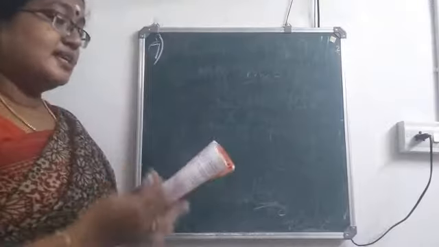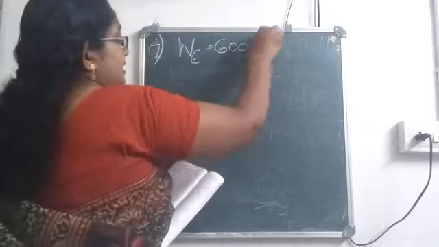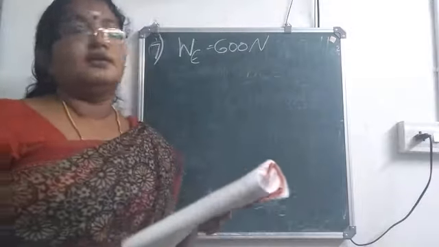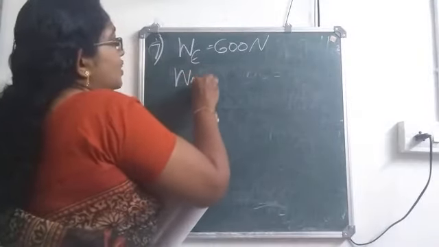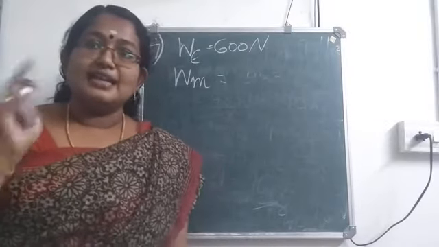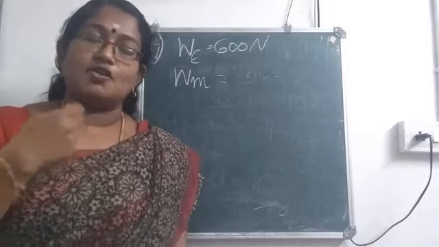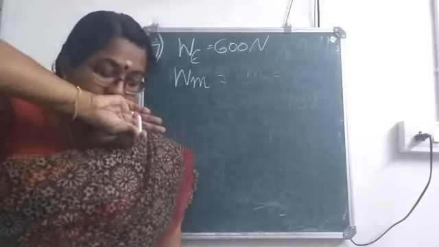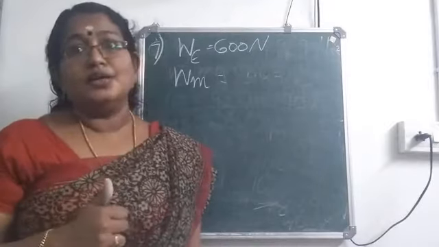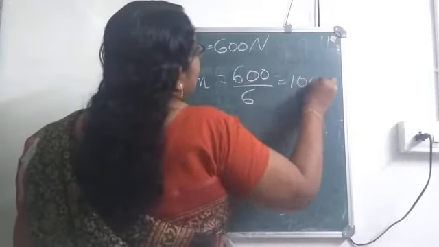A man weighs 600 Newton on Earth. So, weight on Earth is 600 Newton. What would be his approximate weight on Moon? So, what will be the weight on Moon? No need to calculate mass and all. So, how will you do this? Already we know that gravitational force on moon is 1/6 of that on earth, isn't it? So weight on moon will be 1/6 of that on earth. So 600/6, which is equal to 100 Newton.